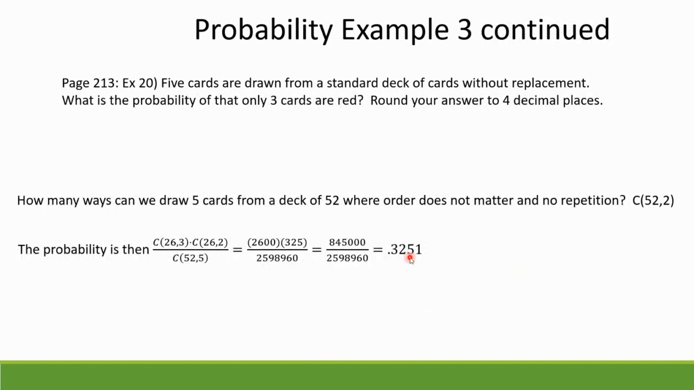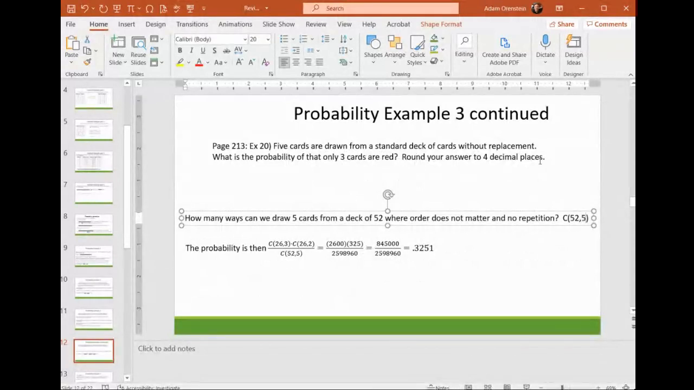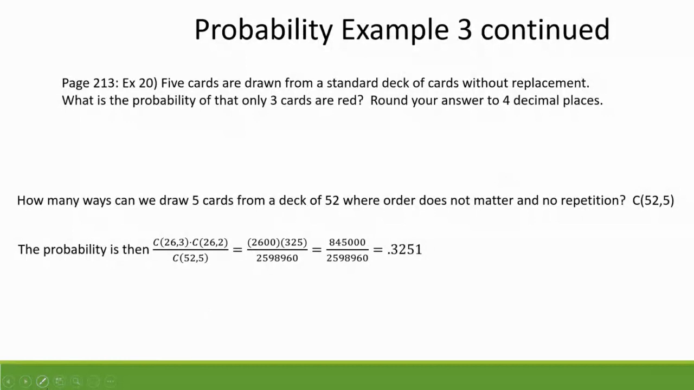But then how many ways can we draw 5 cards from the deck of 52 cards, where again, order doesn't matter and repetition is not allowed? Well, again, that's combinations. That's what that C of 52, 5 is. I just fixed it. For some reason it was C of 52, 2, but it should have been 5. Sorry about that.